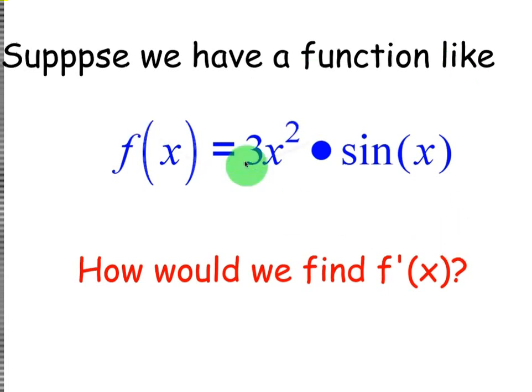Suppose we have a function like f of x equals 3x squared times sine of x. How would we find f prime of x, the derivative? In other words, f prime of x is an equation which, when you plug an x value into that equation, gives you the slope of the tangent line at the x value for the original function.